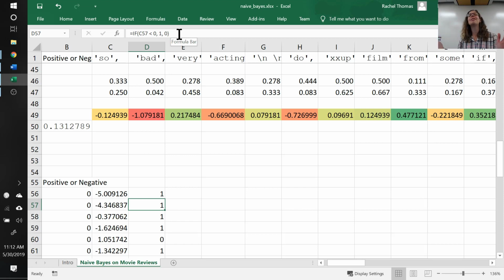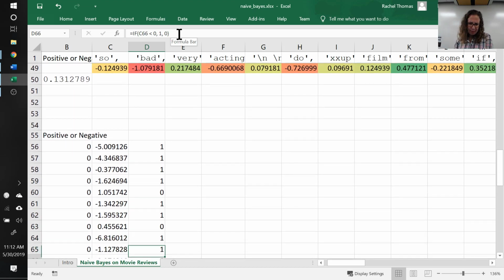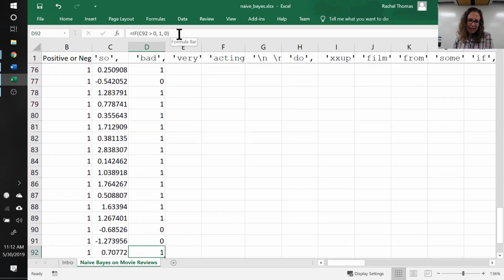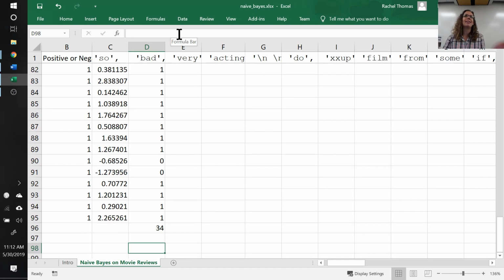Although again, in practice, you wouldn't be making predictions on your training set, except if you wanted to look at your training error. And it was interesting. I thought this worked fairly well, given what a tiny selection of words I was using. So I got 34 out of the 40 correct on the training set.